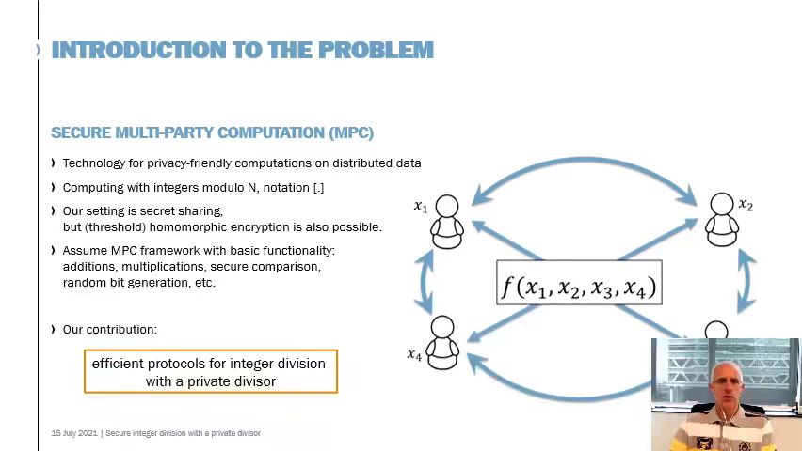The MPC usually computes with integers modulo some number, which is sometimes prime, and we use the notation of brackets to denote secret shared integers, although a setting with homomorphic encryption could also be possible. We assume a basic MPC framework with functionality like additions, multiplication, secure comparison, random bit generation, and from that we build efficient protocols for integer division with a private divisor.